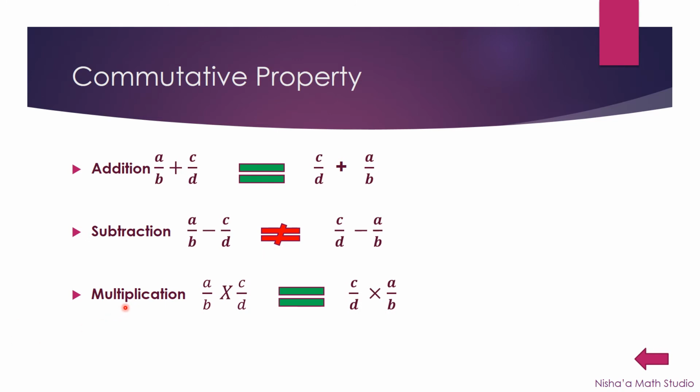In multiplication, A by B multiplied by C by D will be equal to C by D multiplied by A by B. But in division, again, just like subtraction, the answers of interchanged rational numbers will not be same.